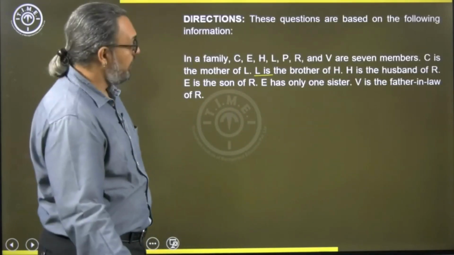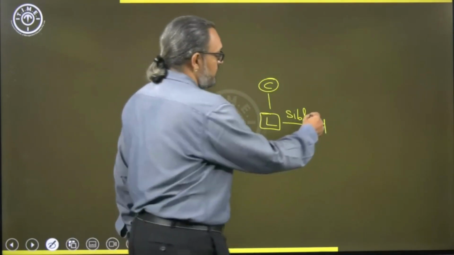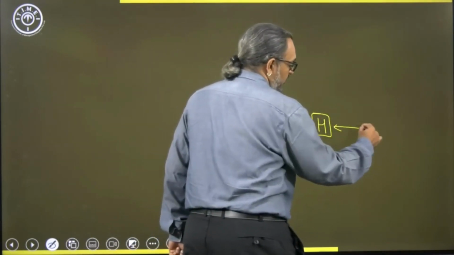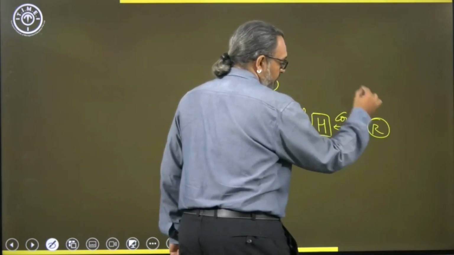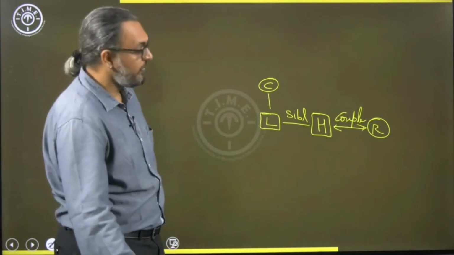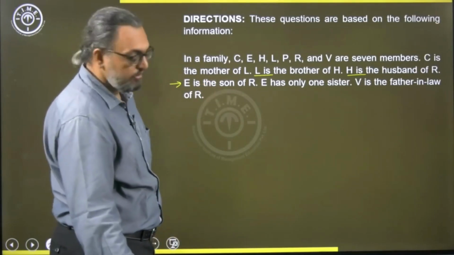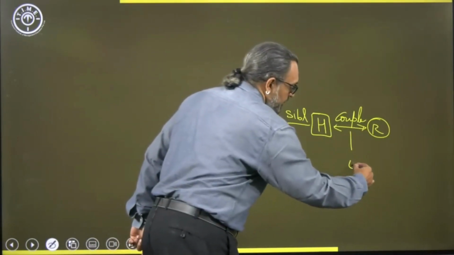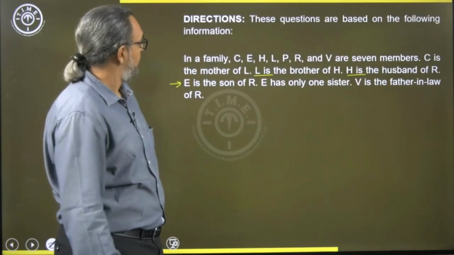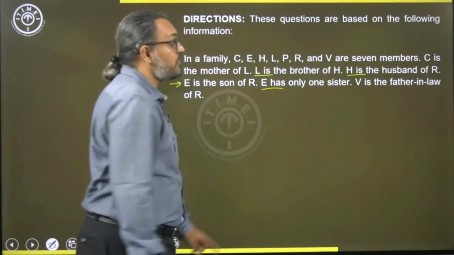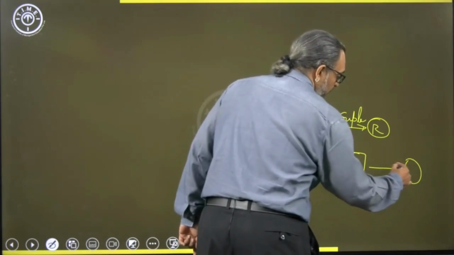And then we have H is the husband of R. So H is a husband to R. So R is a female. Then we have E is the son of R. So basically E is a son to both H and R, right? Then E has only one sister. So E has only one sister.